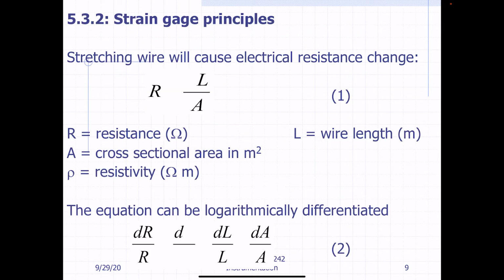The deformation or strain that happens in this direction is ignored because the gauge cannot measure deformation outside the sensitive direction. The strain gauge principle depends on the change of electrical resistance caused by a stretching wire. So resistance can be calculated using R equals rho L over A, where rho is the resistivity, L is the length of the wire, A is the cross-sectional area, and R is the resistance value.